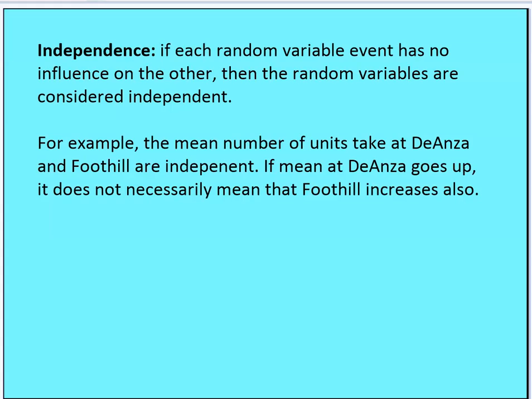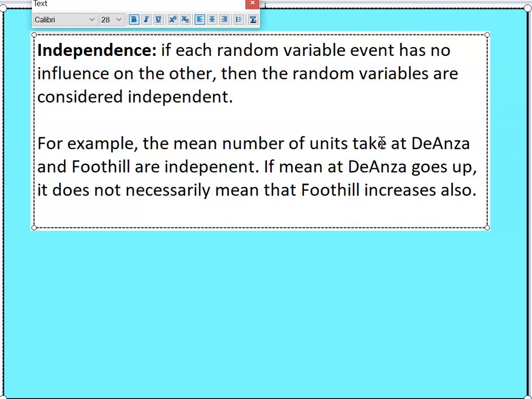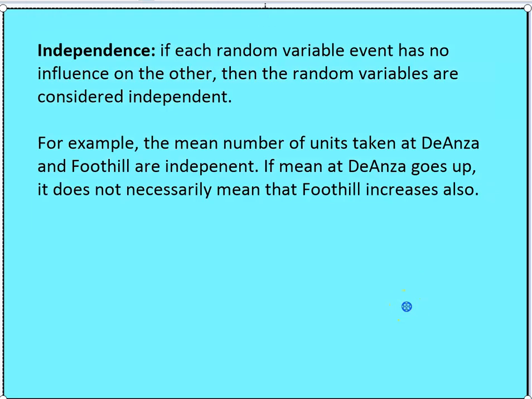All right, so let's talk about independence again. If each random variable event has no influence on the other, then the random variables are considered independent. For example, the mean number of units taken at De Anza and Foothill are independent, which means that if the mean at De Anza goes up, it doesn't necessarily mean that Foothill increases also. So the 2 events, number of credits taken going up or down at both De Anza and Foothill, are independent of each other.